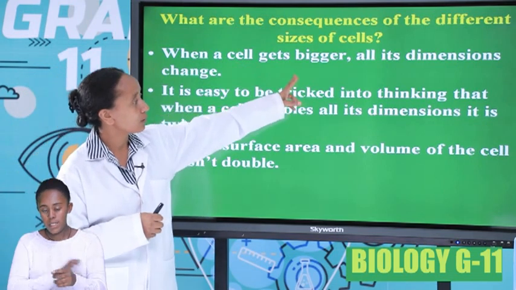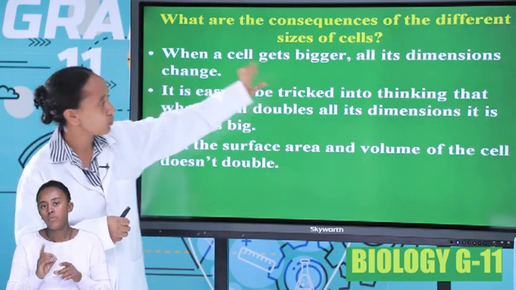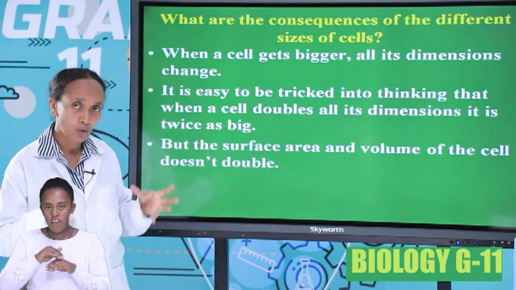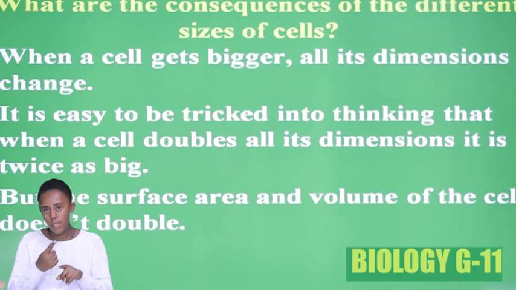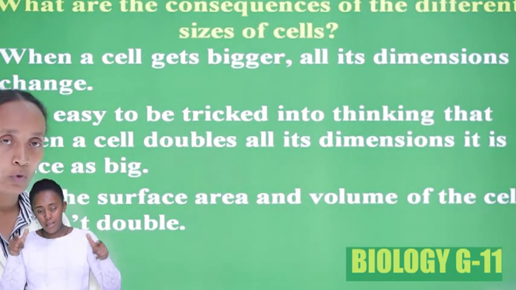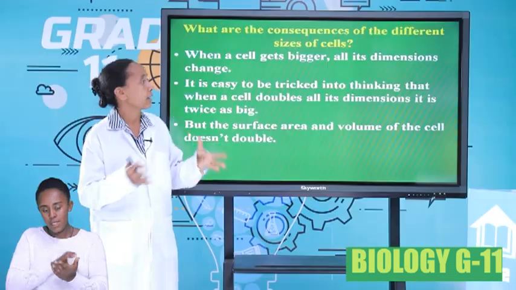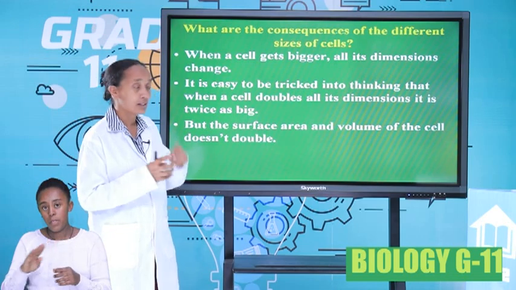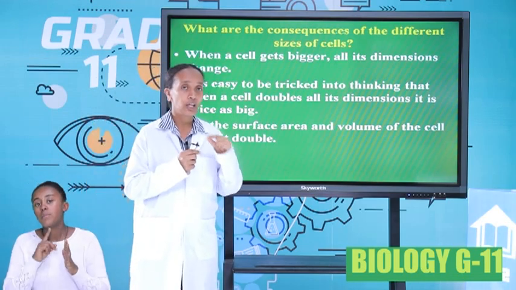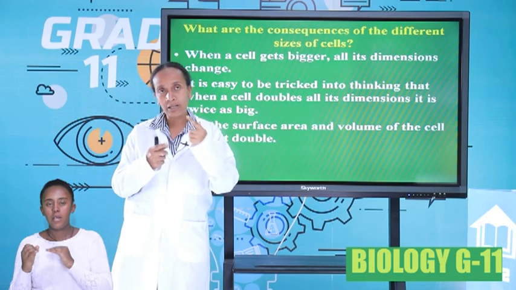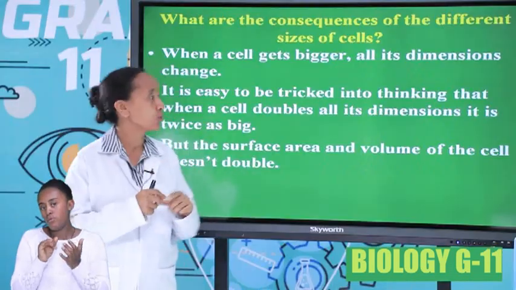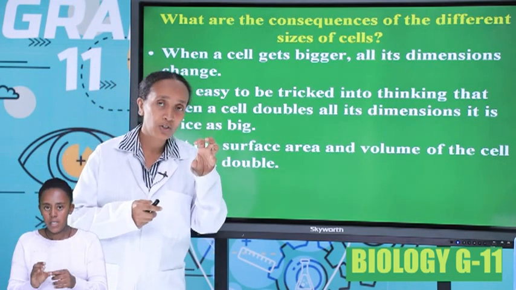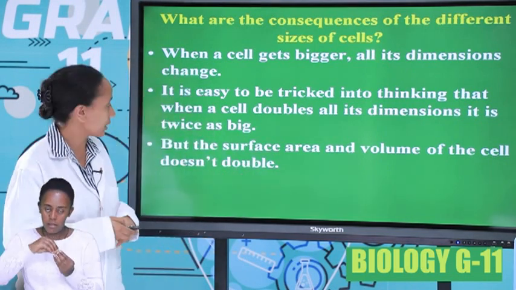When a cell gets bigger, all its dimensions will change. When we say all its dimensions, it includes the volume, the surface area, and so on. Therefore, when the cell gets larger and larger, the volume of the cell will change, and also the surface area of the cell will change. That means if you double the size of a cell, that does not mean you are doubling all the dimensions of the cell. Some dimensions will increase, some will decrease.